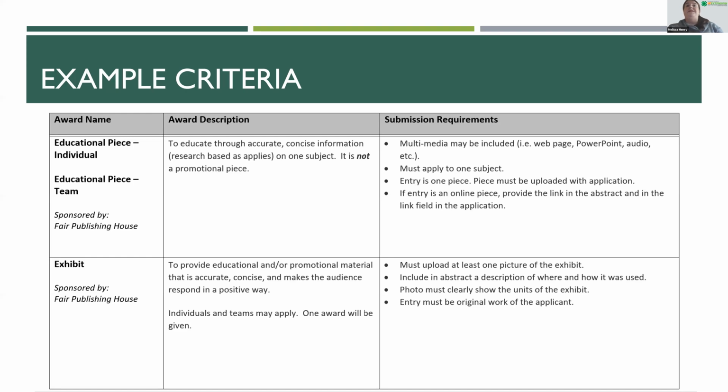On the final column, it tells you the submission requirements. For educational piece, it could be multimedia. It could be like a web page, a PowerPoint, and audio. It must apply to one subject, and the entry is one piece. The piece must be uploaded with the application. If it's online, provide the link in the abstract and in the link field in the application. As you go through each of the criteria for our Communicator Awards, it tells you pretty much how to submit and what's needed for your entry.